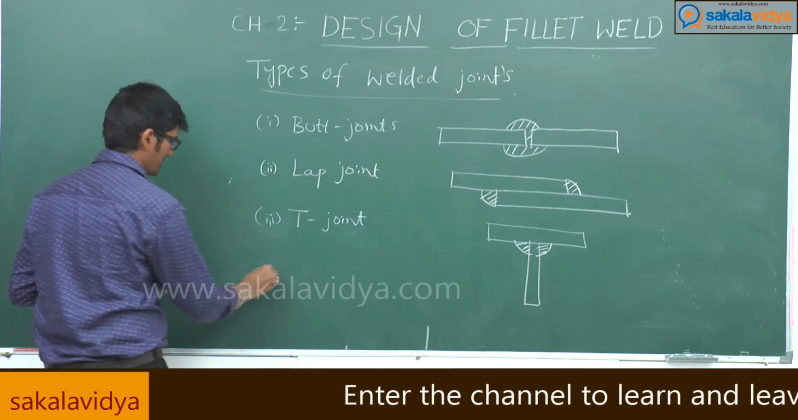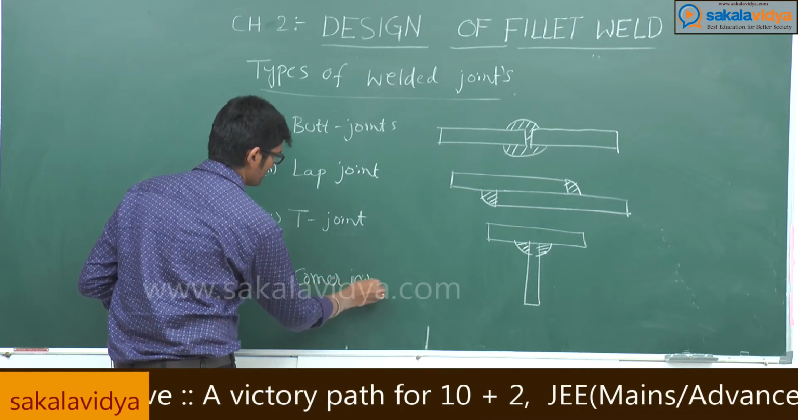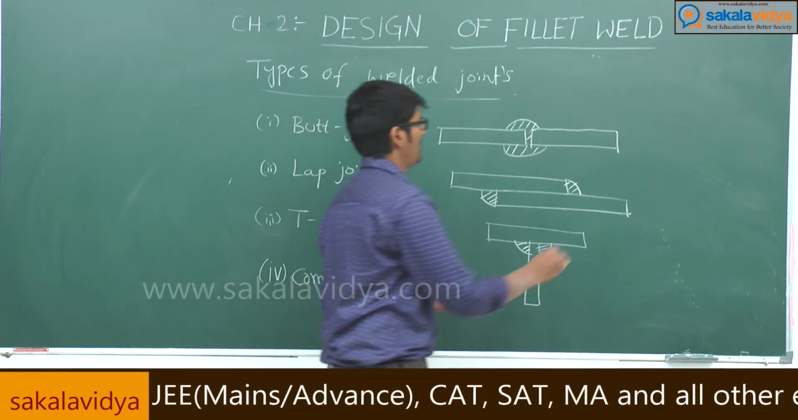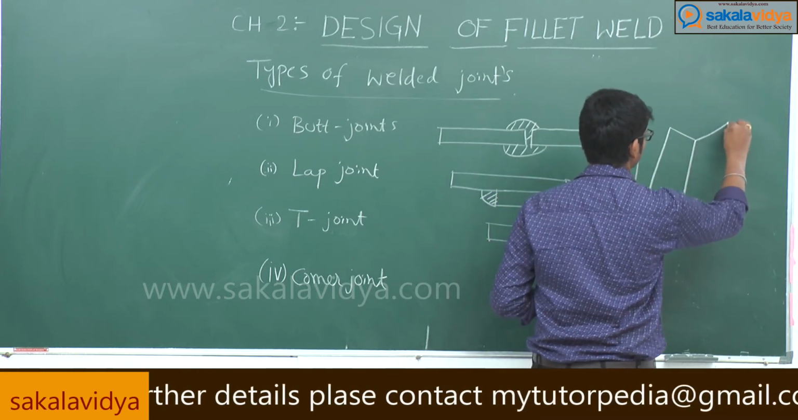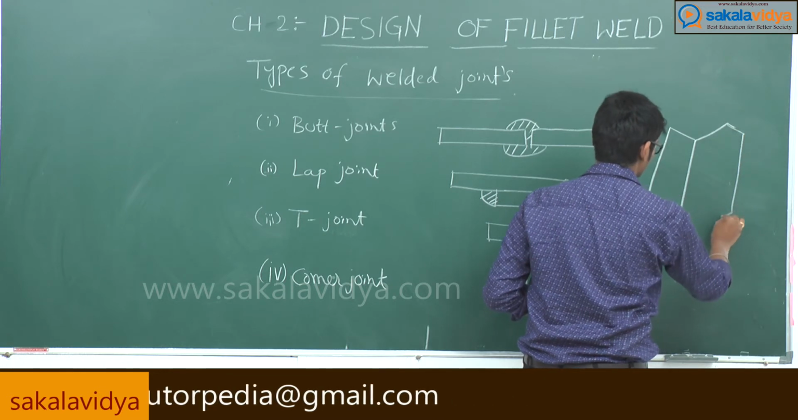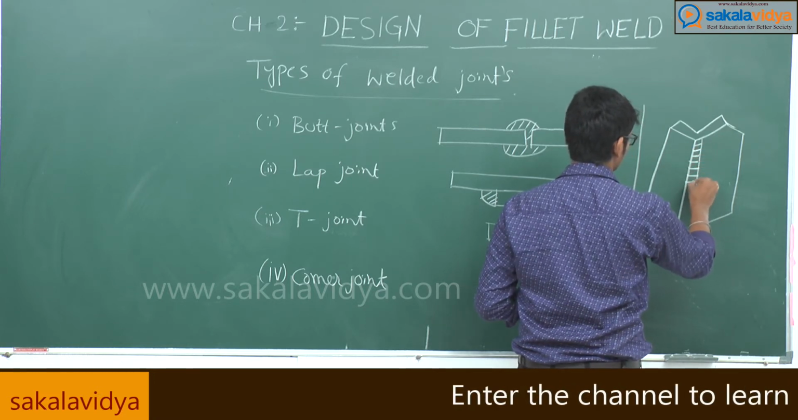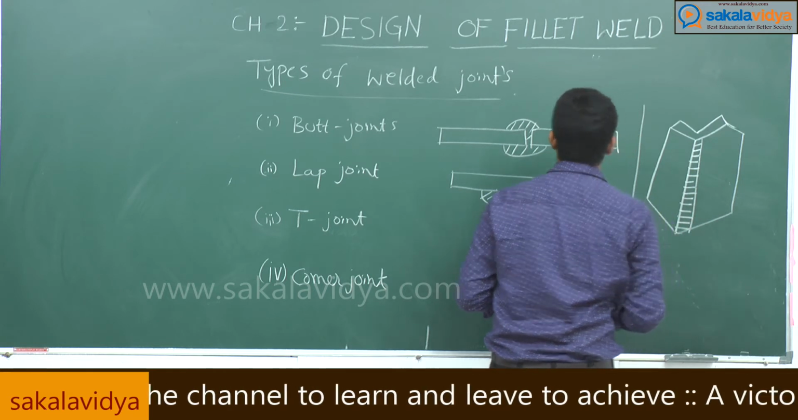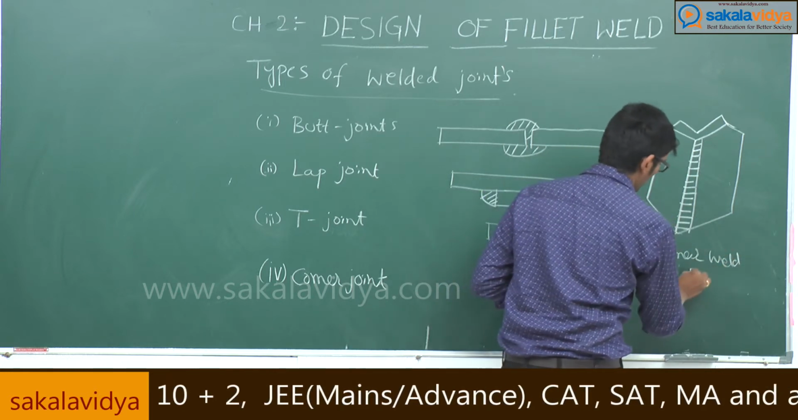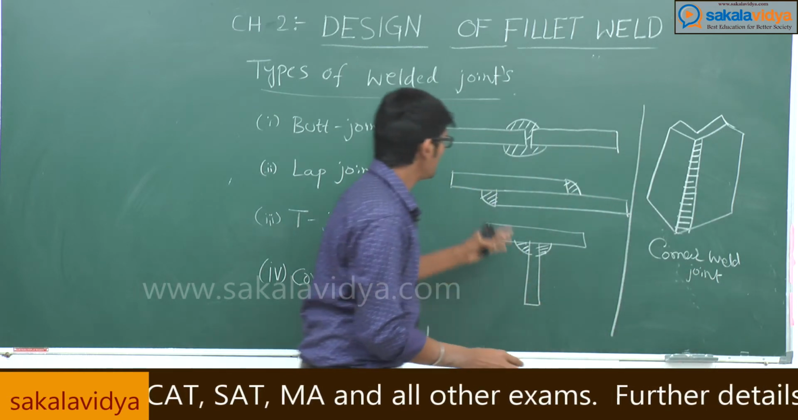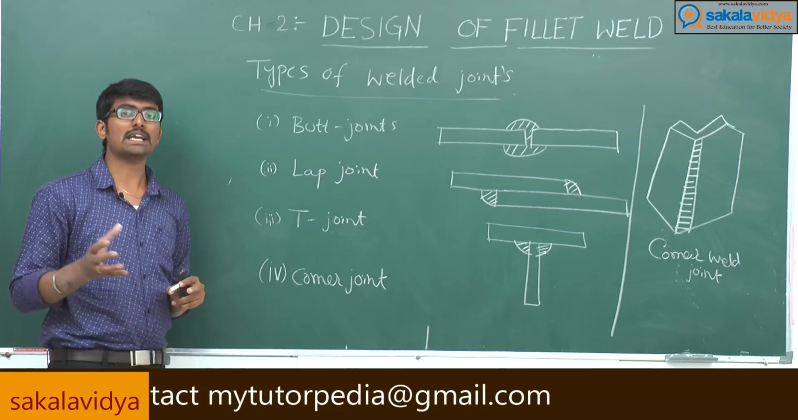The last one is the corner joint or edge joint. Now let us see the corner joint. It is in the form of this shape. Mostly the weld is done at the corners of the section. The welding is done here. This is called a corner weld, corner joint or edge joint. And this is called a butt joint, this is called a lap joint, and this is called a T joint. This is a classification based upon the types of welded joints.